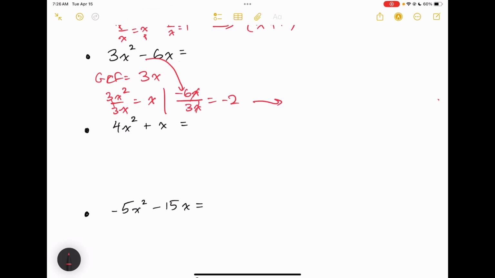So let's create the parentheses out of this. X goes first. It's the first one we found, followed by the negative 2. So instead of saying plus, I'm going to say x minus 2. That's going to be my block of parentheses. And what's the bodyguard watching over it? 3x.